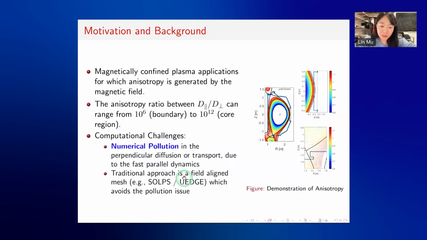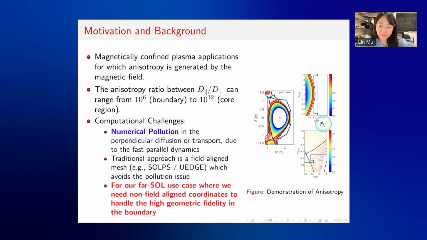The traditional method to resolve the numerical pollution is to use a field-aligned mesh. For example, one can use this software or use Edge to generate a pretty good numerical approximation to avoid the pollution issue. But for our application, we care about the fast creep region, which is here. They are the regions for the antenna and the device wall. Usually it's very hard to generate an aligned mesh. This motivates our research on a numerical solver on non-aligned meshes.